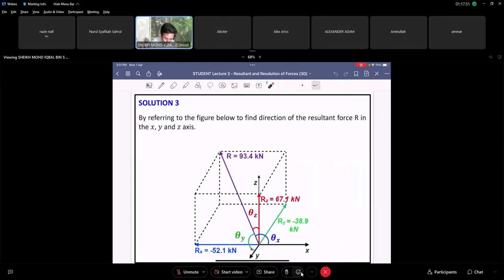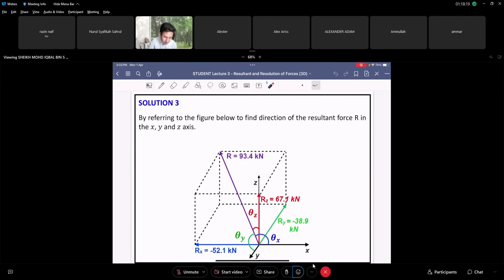Okay. Then you can draw it, right? So this one, you've calculated it. Your sum of Rx is negative 52.1 kilonewton. So from origin, it goes to the left, right? Negative 52.1. And then your Ry is also negative 38.9. So from origin, it goes up. I'm not sure why it's negative. It should be going down.